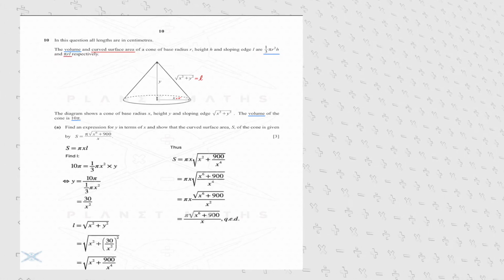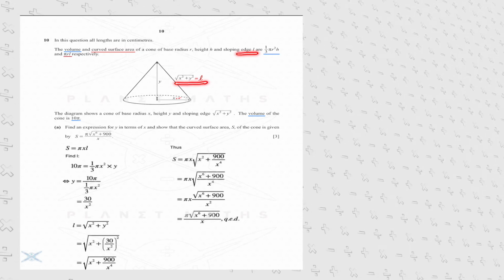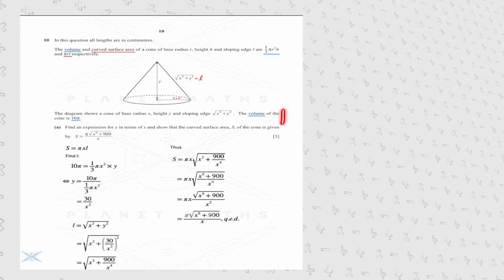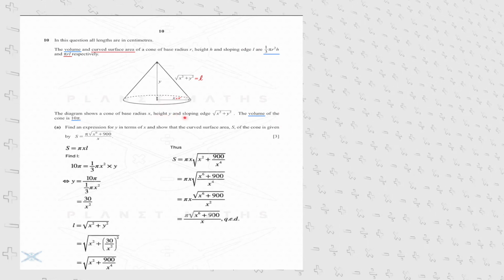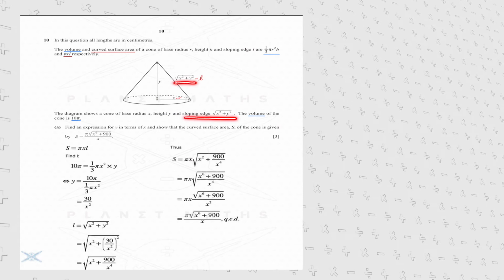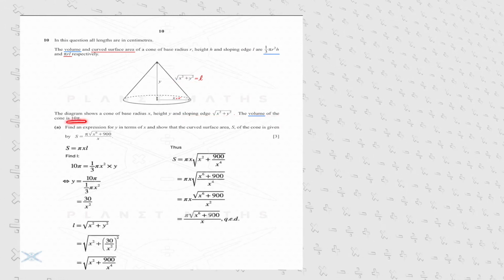Additionally, the sloping edge l is represented by the expression of the square root of x squared plus y squared. The diagram shows a cone of base radius x, which is our radius, and height y, and sloping edge, as already mentioned, square root of x squared plus y squared. The volume of the cone is 10 pi.